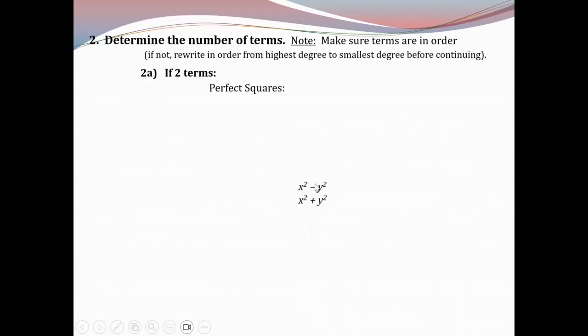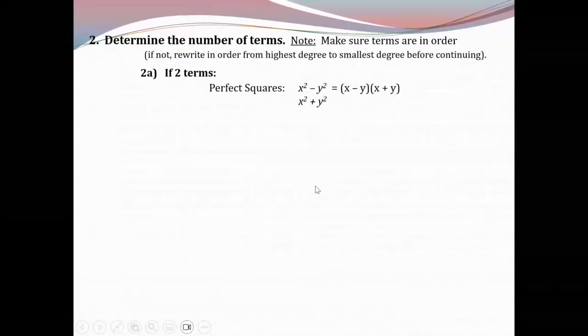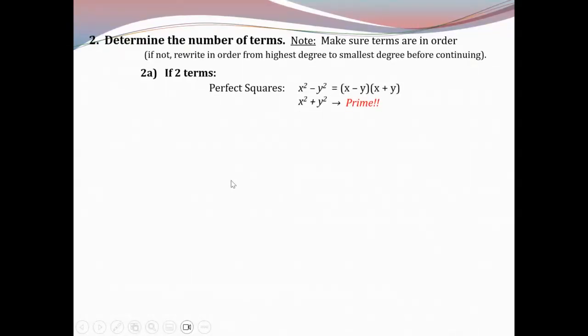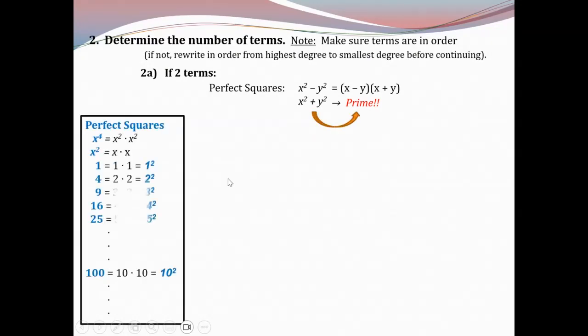Okay, now here, guys, again, these are the two ways to factor. Here, you have to know perfect squares. For example, what's a perfect square? Example, x to the fourth is a perfect square. Why? Because x squared times x squared will give me x to the fourth. X squared is also a perfect square because x times x will give me x squared. And 1 is a perfect square because 1 times 1 will give me 1.